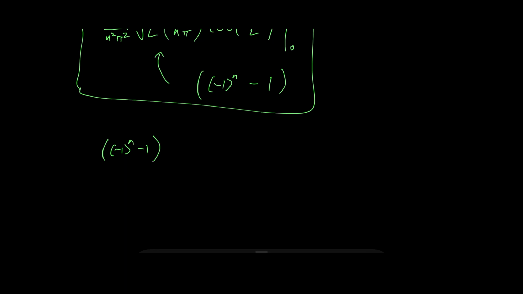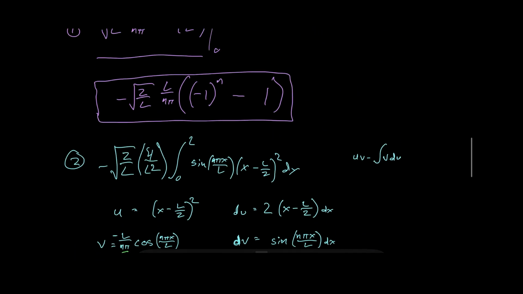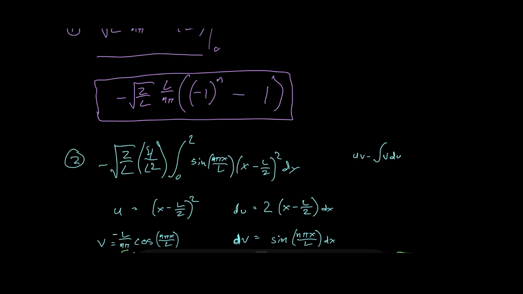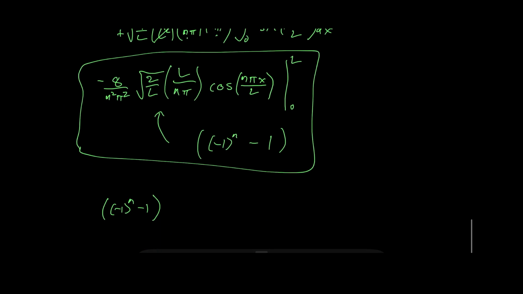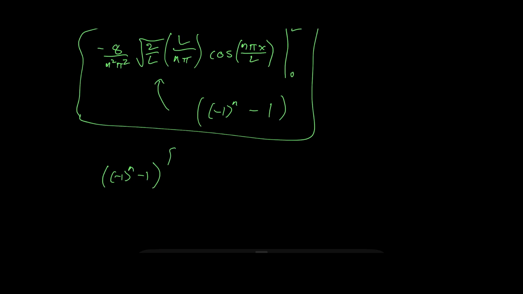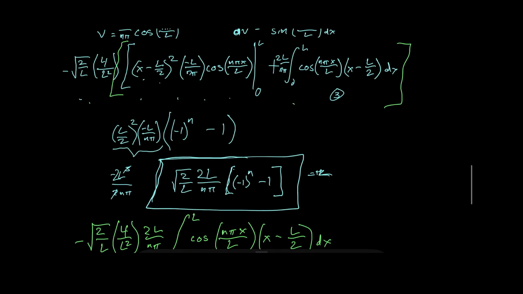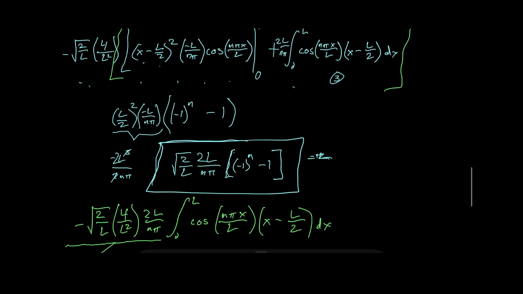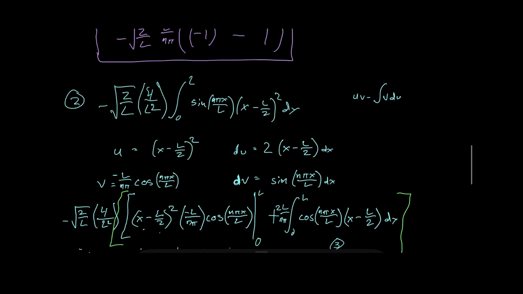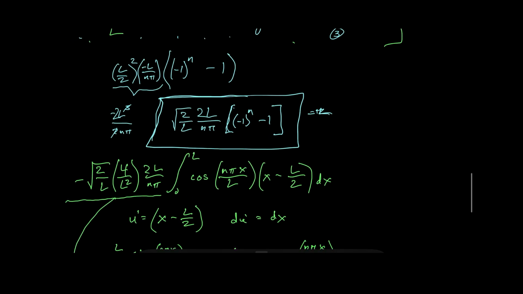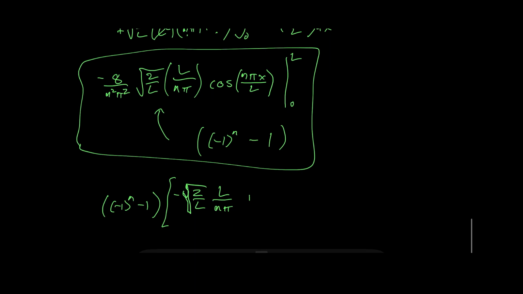And then we have a negative square root of 2 over L, L over n pi. Let's write that first. Root of 2 over L, L over n pi. Okay, minus or plus, plus the same thing. Plus square root of 2 over L, L over n pi. Look at that. Those are going to cancel, right?